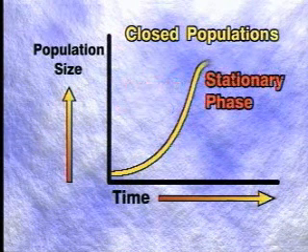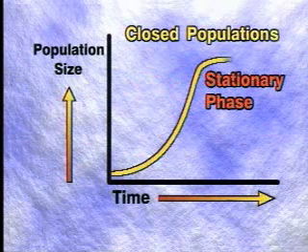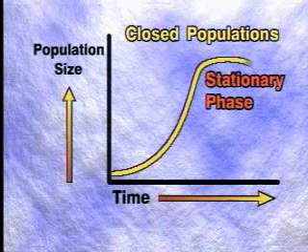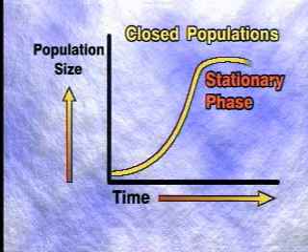Then there was a period of no growth. At this point, we figured that the number of shrimp being born was equal to the number dying. This is what is known as the stationary phase.